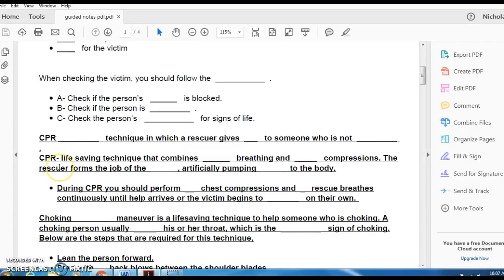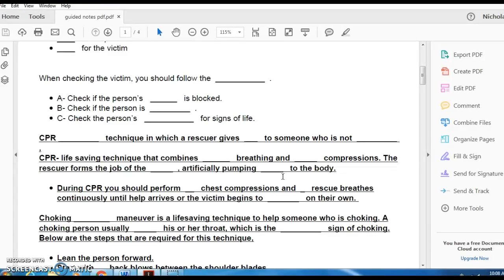Next, as we get into CPR, it combines rescue breathing and chest compressions. The rescuer performs the job of the heart, artificially pumping blood to the body. For the rescue breaths and chest compressions, we are manually pumping the heart. Like I said before, we're going to put our hands right over someone's sternum, and we're going to push down almost a quarter of an inch or so, half an inch, and actually physically pump blood throughout the body. If you do it correctly, it will leave bruising on the victim.